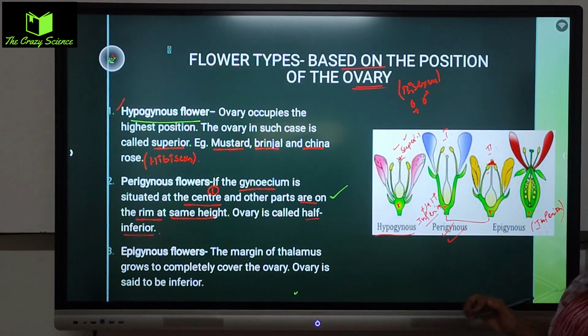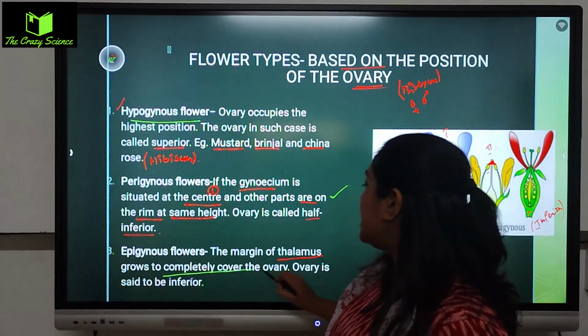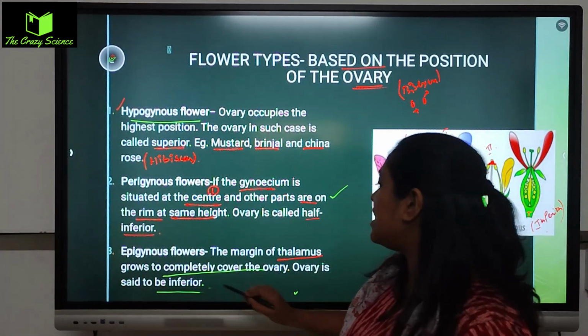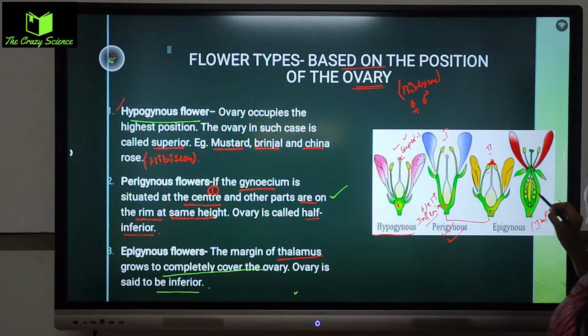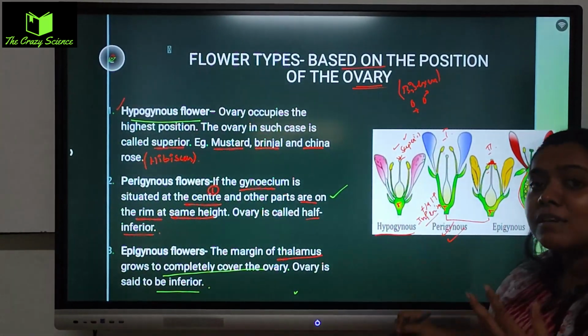Fully inferior, not half, not nothing. The margin of the thalamus grows completely to cover the ovary, and the ovary is said to be inferior. Here you can see the ovary and thalamus. The ovary is fused in the thalamus. So earlier the thalamus used to be the receptacle where the ovary usually sits or emerges.